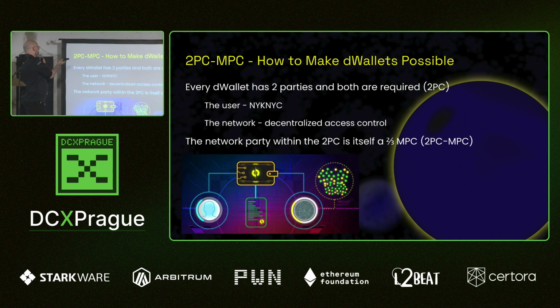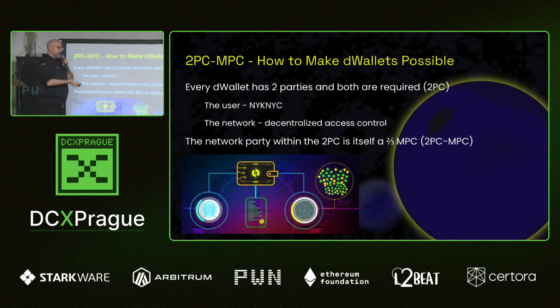But a network, right? So as we said, the user has veto, so no one can take your assets, and the network can enforce decentralized access control. But the network itself is not really one party, right? It's kind of a hierarchical MPC or a nested MPC, where the network itself is also an MPC of 2/3 of the parties, right? So the algorithm is called 2PC MPC. Every signature is created when the user plus 2/3 of the network agree to sign a transaction. Okay, so that's essentially a D-Wallet.